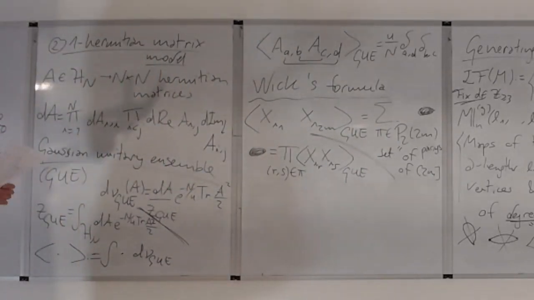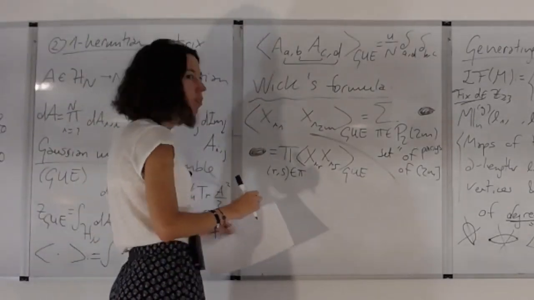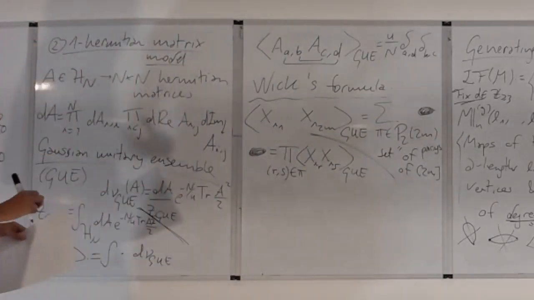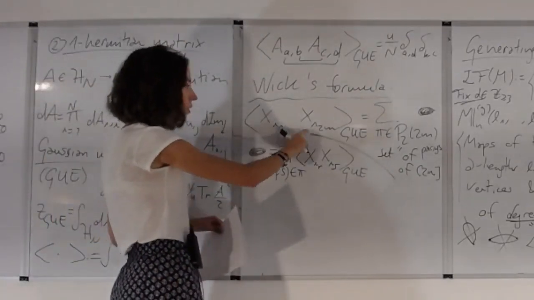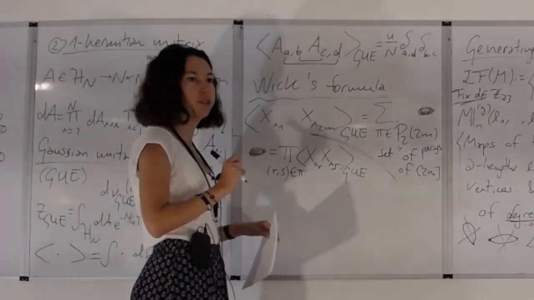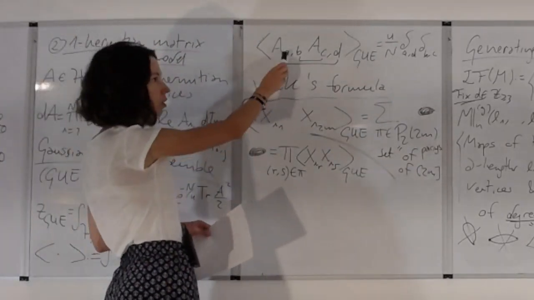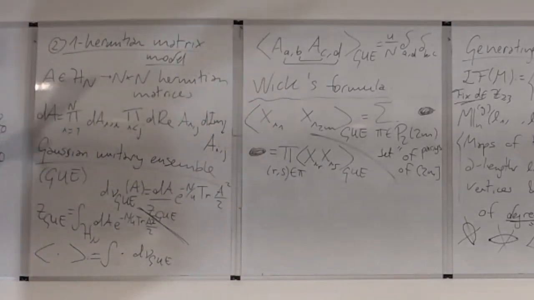And what is xi here? It's just some random variable. Yes, exactly. So you're computing the expectation value of these random variables with respect to this measure. This is what you're doing. And in our case, they will just be entries of our Hermitian matrices. But this is more general than Hermitian matrices.